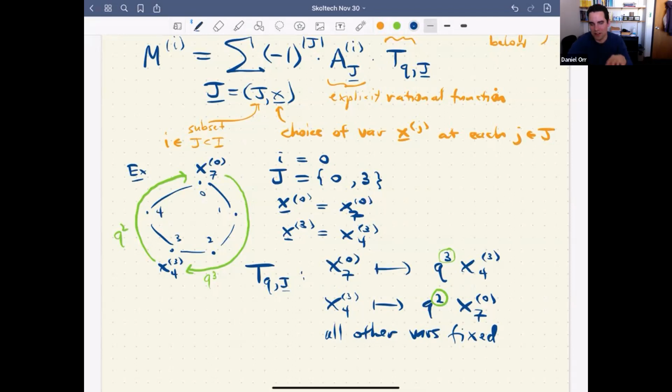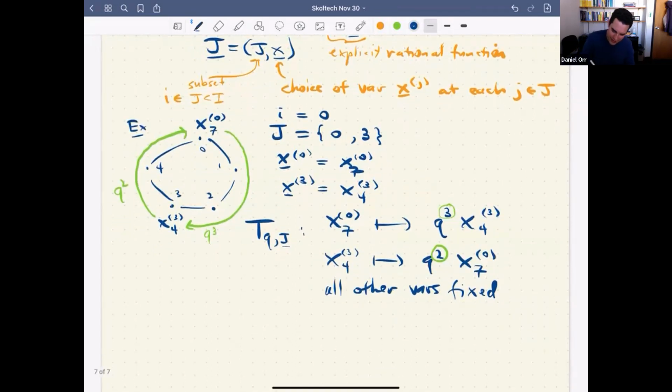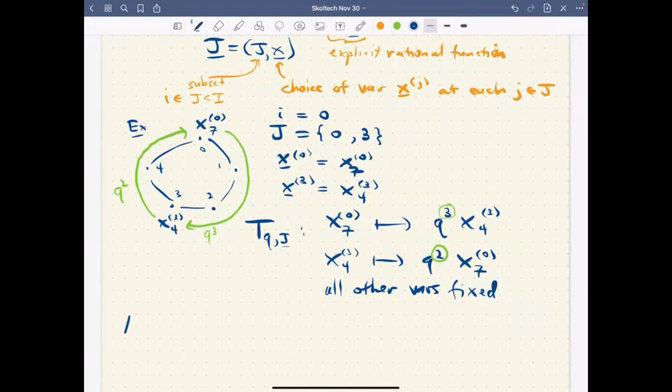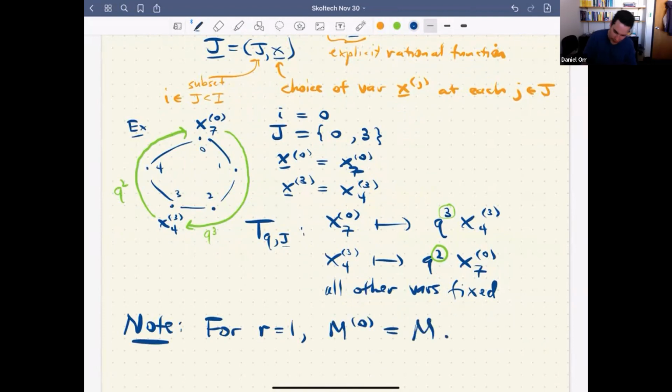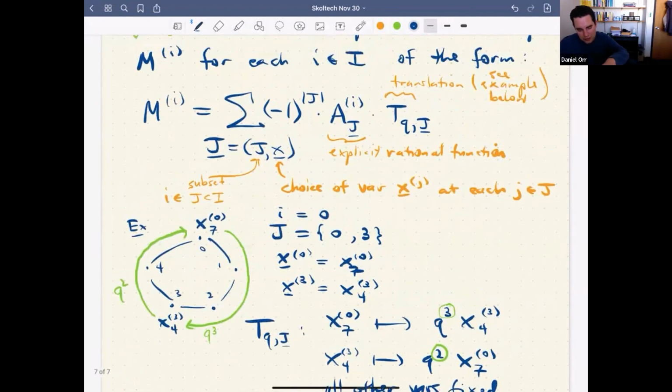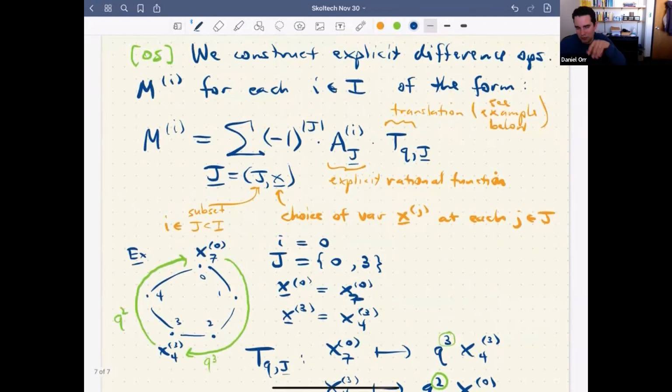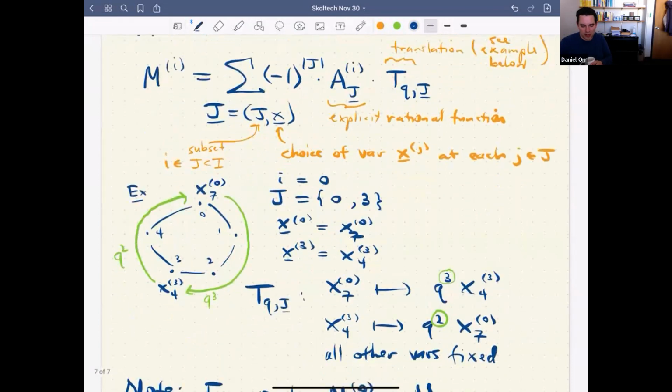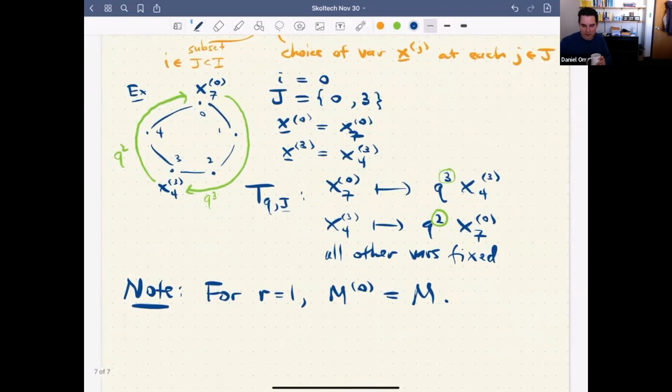And that's a very satisfying thing, actually. Note this operator is the original Macdonald operator. So the rational function looks much more complicated in general, but it miraculously simplifies in the case that r equals one, if gamma is the trivial group.